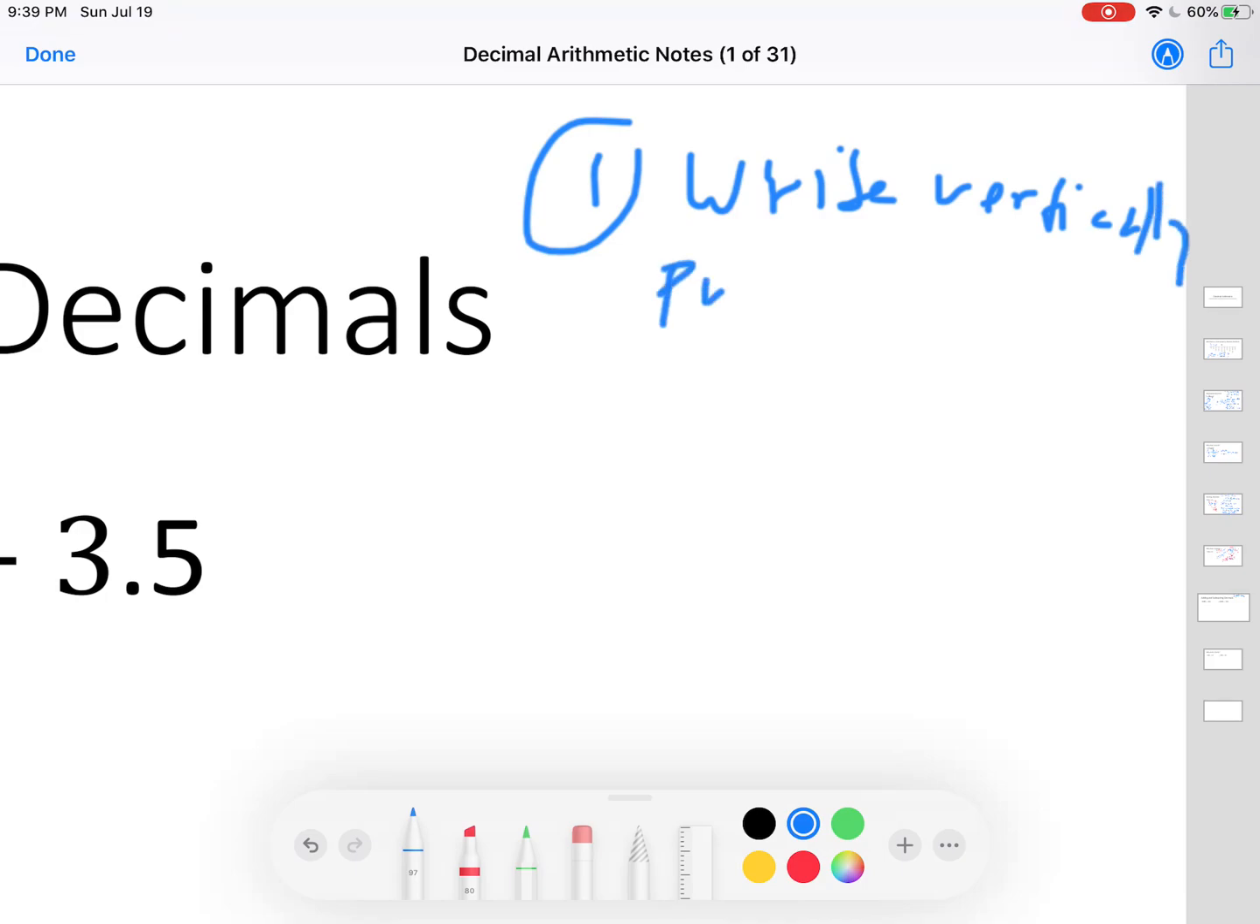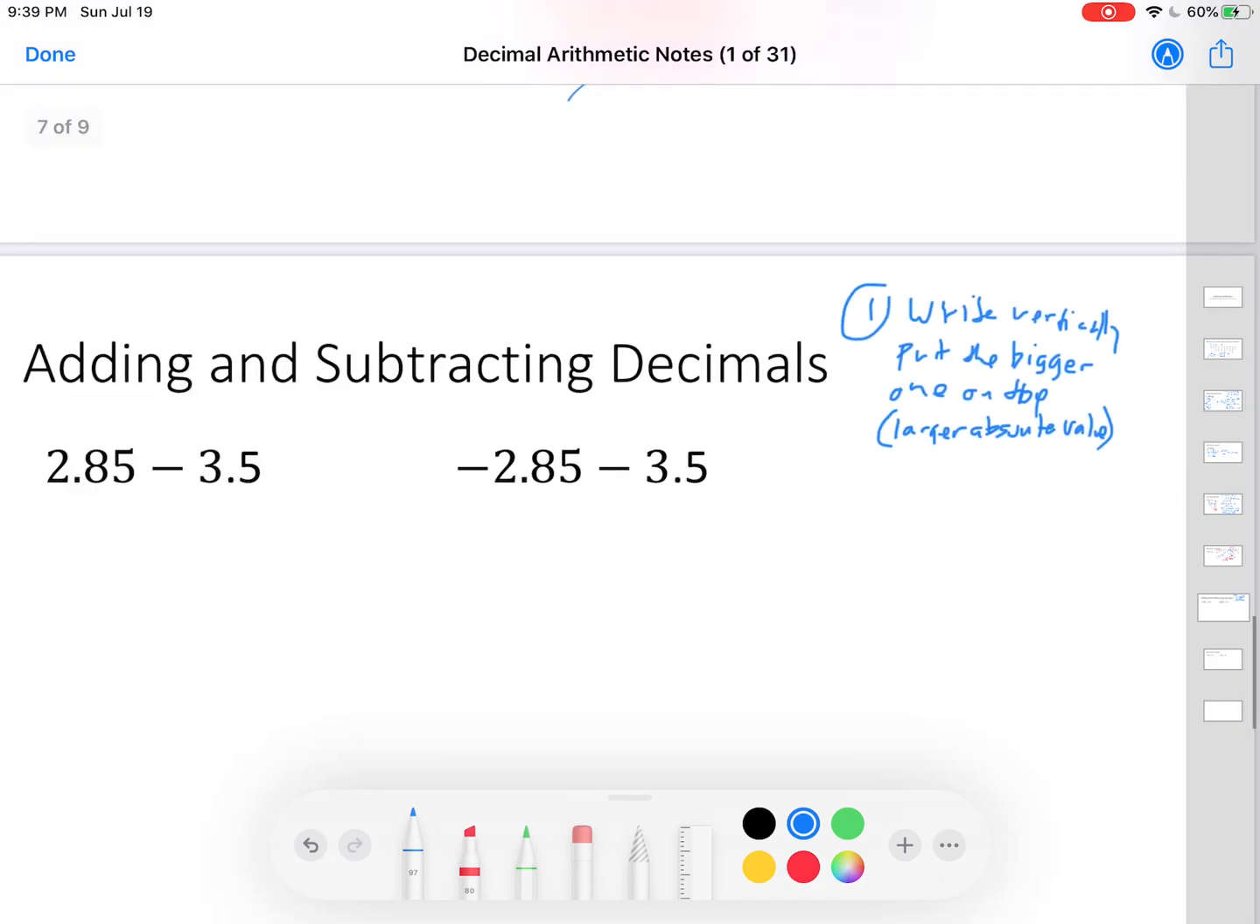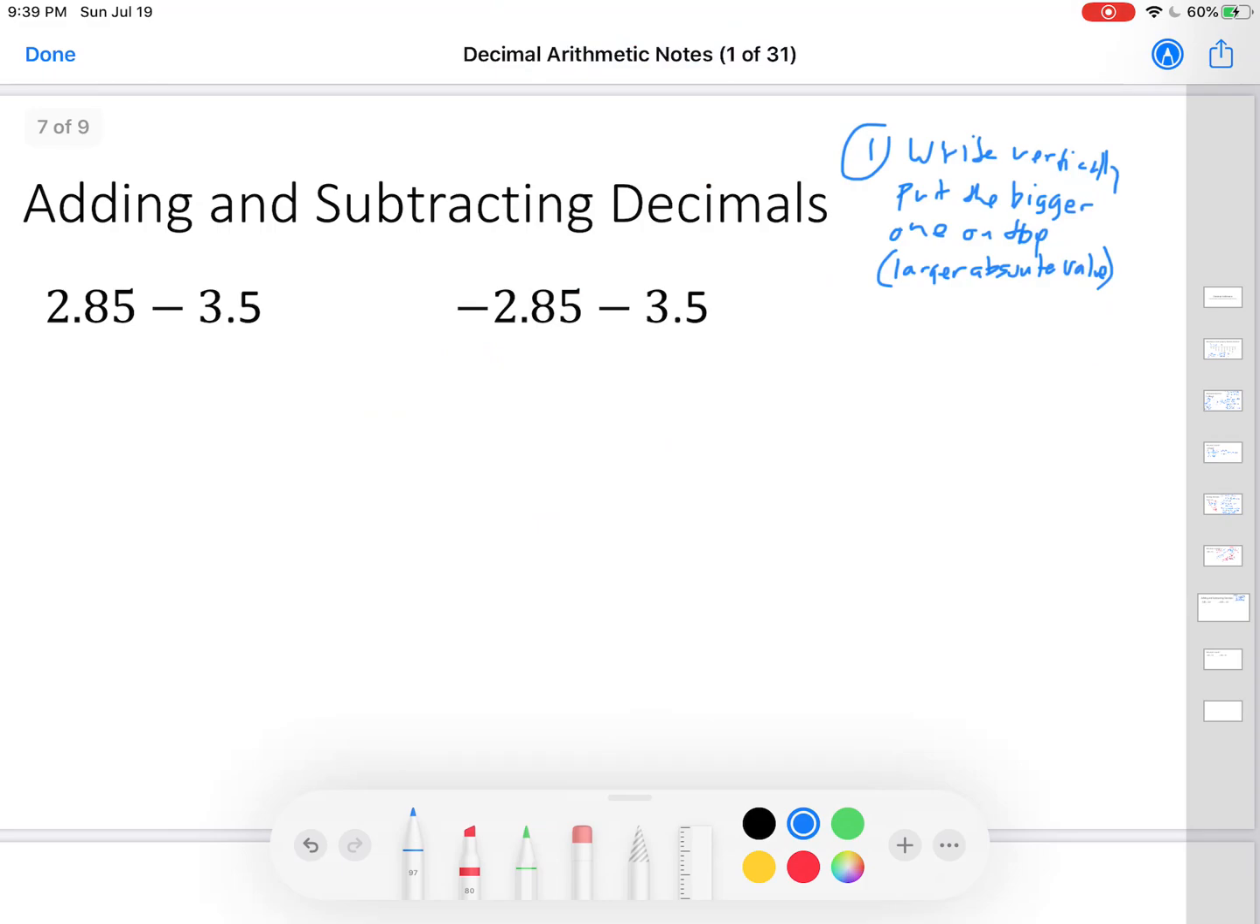But put the bigger one on top. And by bigger one, I mean the one with the larger absolute value. Okay, so the one with the larger absolute value. Well, of 2.85 and 3.5, which one has the larger absolute value? 3.5 does. So 3.5 goes on top, and 2.85 goes on the bottom.